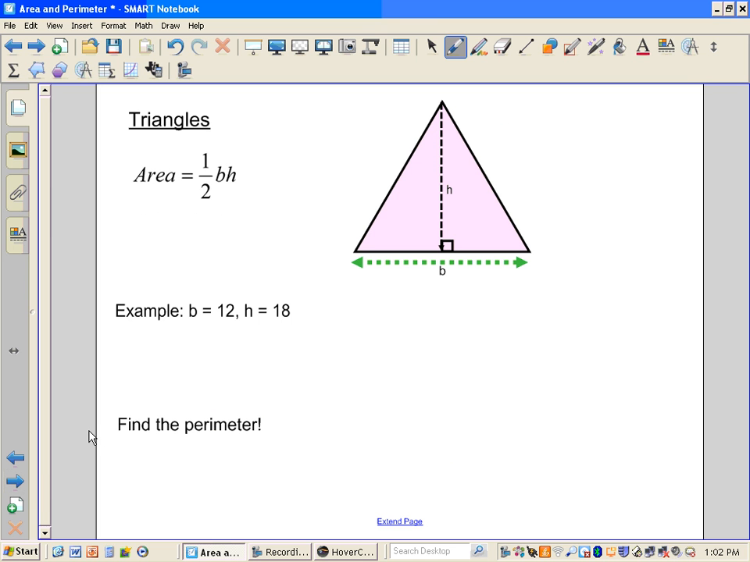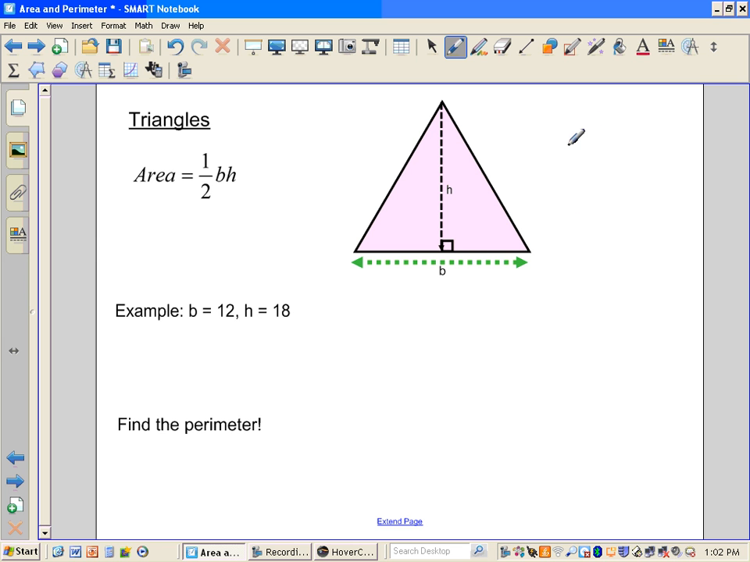If we look at the next example, we have triangles. The area of a triangle is 1/2 the base times the height. To clarify, the base is the base of the entire triangle. The height has to meet the base at a right angle, so the height and the base have to be perpendicular to each other.